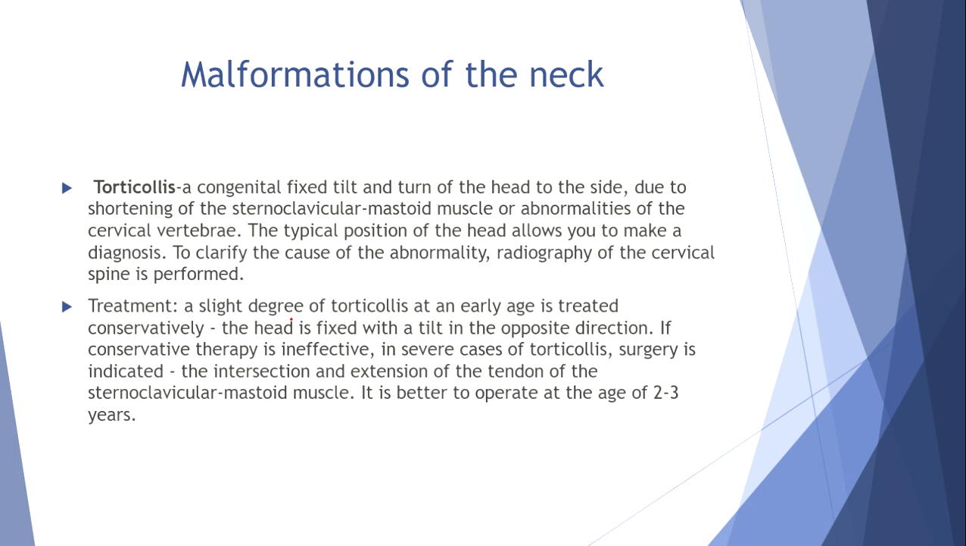Treatment. A slight degree of torticollis at an early age is treated conservatively. The head is fixed with a tilt in the opposite direction. If conservative therapy is ineffective, in severe cases of torticollis, surgery is indicated: the incision and extension of the tendon of the sternocleidomastoid muscle. It is better to operate at the age of 2 or 3 years after a trial of conservative treatment.